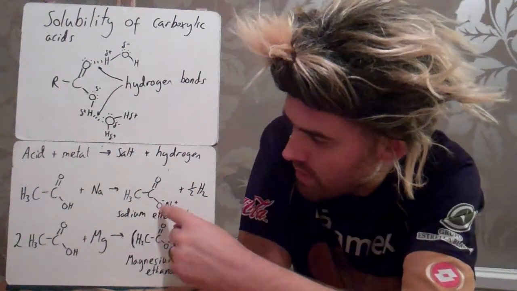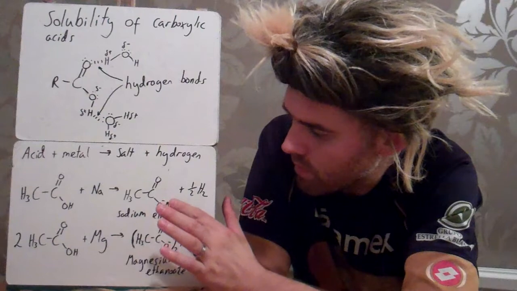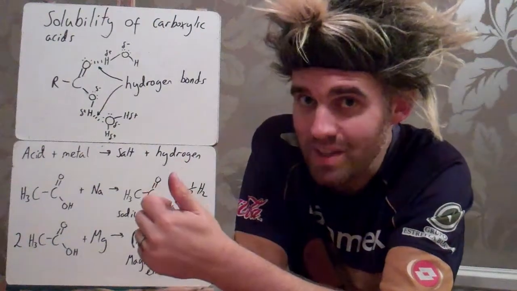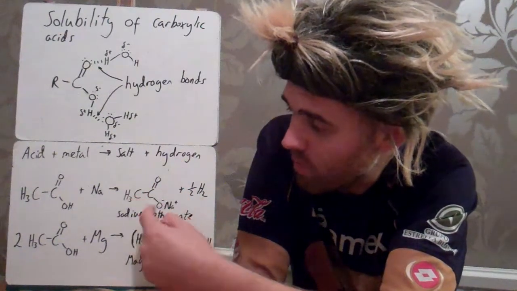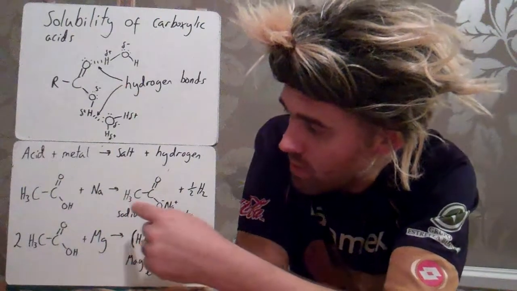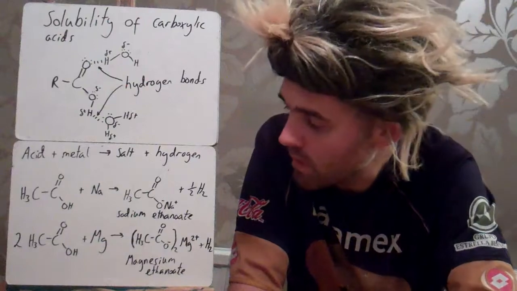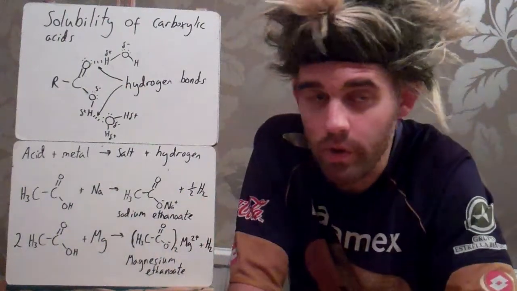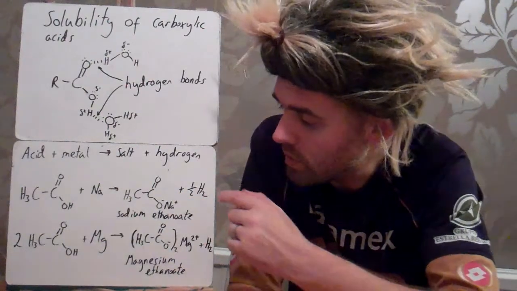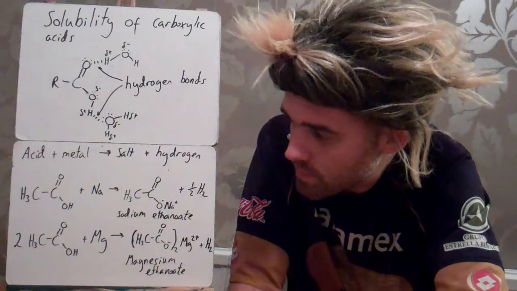So this ion here, it's a negative ion, if you ignore the sodium for a minute, that's a carboxylate ion. This particular one's ethanoate because it's got 2 carbons, and because it reacts with sodium, we've got the sodium ion there, so it's sodium ethanoate. Notice we leave the charges on there to show it's ionic. And we're also producing half a mole of hydrogen gas.